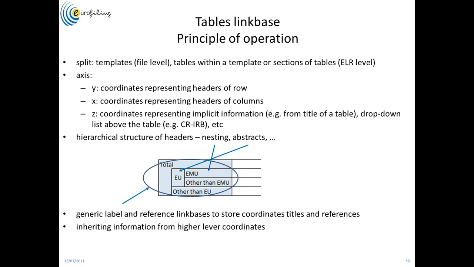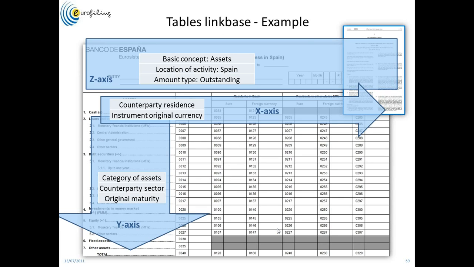We are able also, as nested coordinates, to resemble the hierarchical structure of the headers of rows or headers of columns, and indicate that some of them are just gathering other columns or rows. They are not actually having any value. There are generic labels and references to indicate the values that go into headers of rows and headers of columns. And there is a specific algorithm of inheriting the information from higher level coordinates. So at the end, this table is modeled according to the 3 different axes, where each of the breakdowns takes appropriate values.